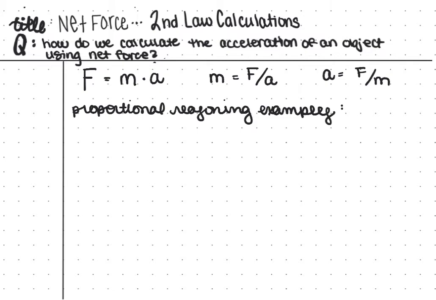All right, so let's look at some proportional reasoning examples. We haven't practiced this in a while, but remember, we're really just looking at if I double something, what is the effect? Does it get bigger or smaller, and by how much? And Newton's second law is very straightforward, right? There's no halves, there's no squares, there's no square roots. It just is either multiply or divide.